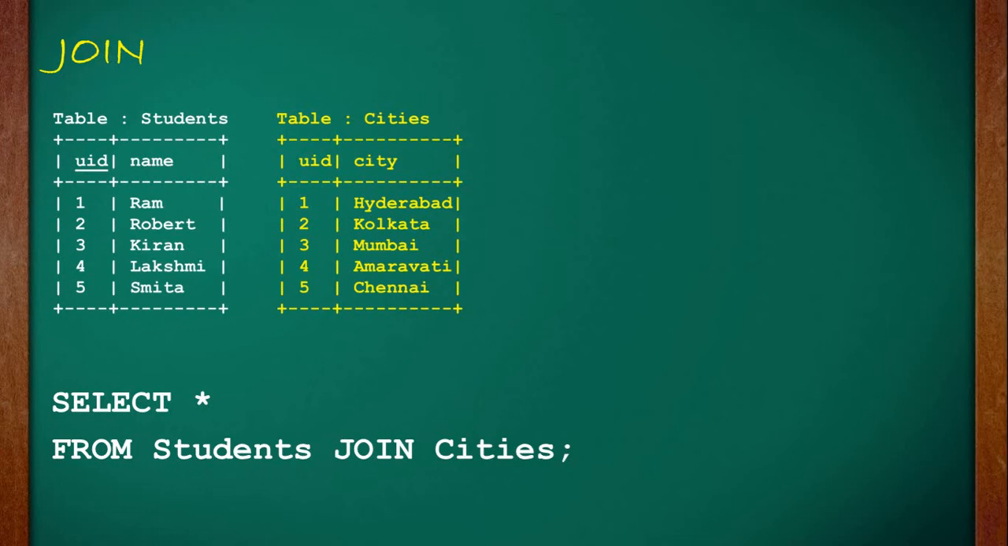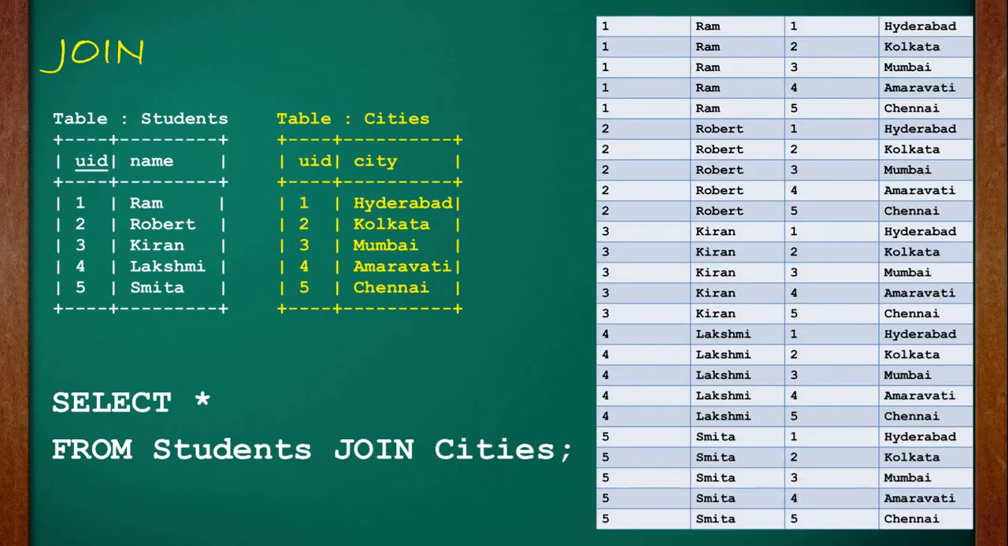Remember, a MySQL join will work exactly like a Cartesian product, and so the output will contain 5 into 5, 25 rows. Each and every row from the students table is mapped with each and every row of the cities table. But this join is not giving me the result which I need. So instead of simply joining these two tables, I will join them based on the values of the common column between the tables.